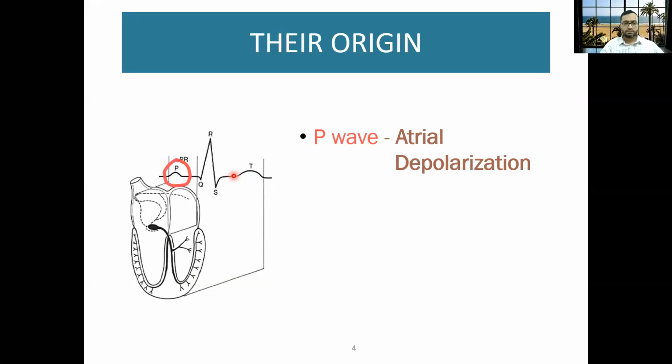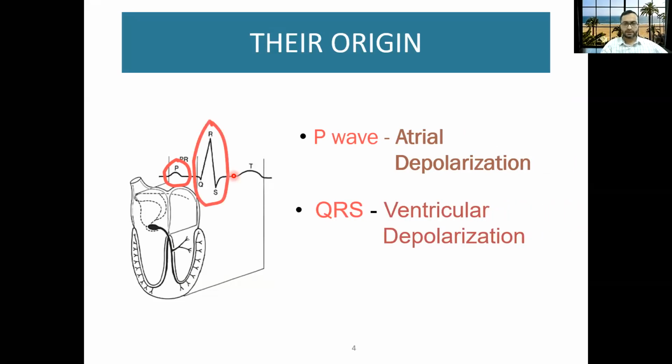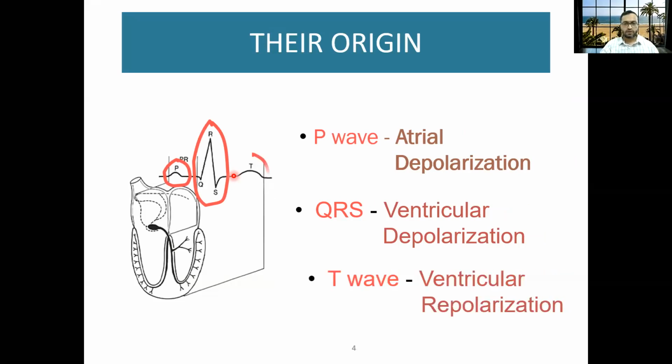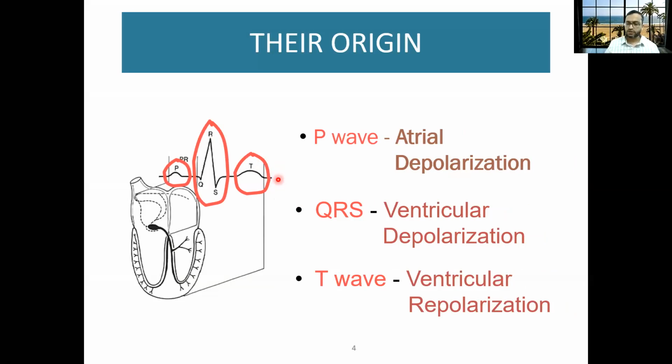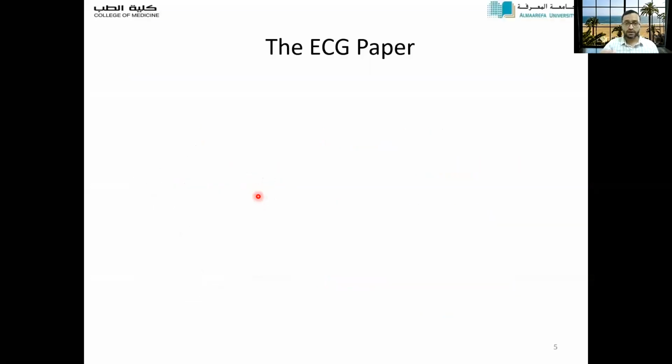So we get the P wave, which is atrial depolarization, the QRS complex, which is ventricular depolarization, and the T wave, which is ventricular repolarization. Sometimes you also get the U wave, but that is actually the delayed repolarization of papillary muscles. Normally, most of the time you will not find the U wave, and the T wave covers the whole of the repolarization taking place in the ventricle. So these are the basic waves we see in the ECG.